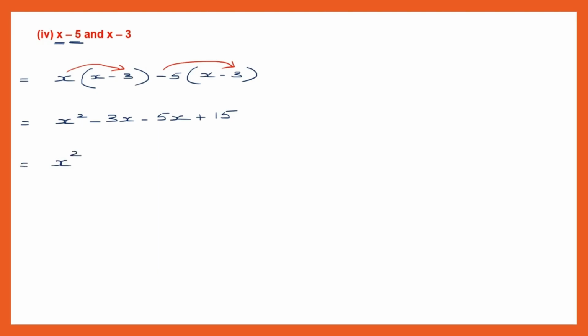Then let's write our final answer. We have x square. Now here we have minus 3x minus 5x. They are like terms. So signs are the same, so put the same sign and add 3 plus 5, that is 8, minus 8x. So here we have minus 8x and plus 15. So what is our answer? x square minus 8x plus 15.